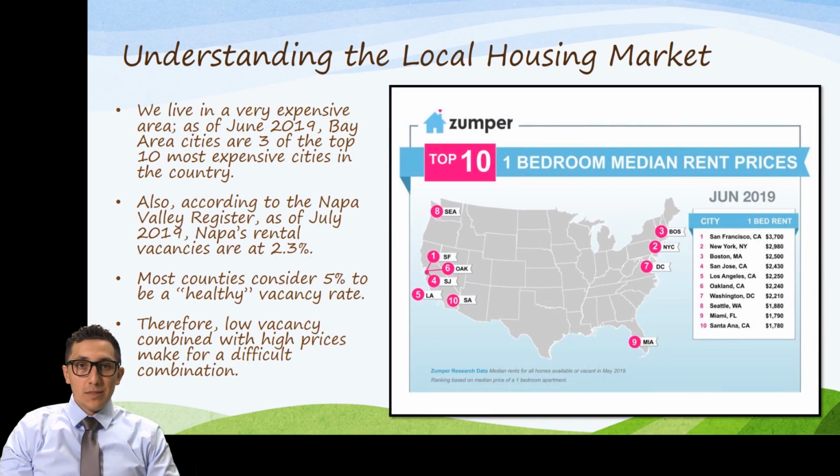We live in a very expensive area. As of June 2019, Bay Area cities are 3 of the top 10 most expensive cities in the country. Also, according to the Napa Valley Register, as of 2019, Napa's rental vacancies are at 2.3%. Most counties consider 5% to be a healthy vacancy rate. Therefore, low vacancy combined with high housing prices make for a difficult combination.